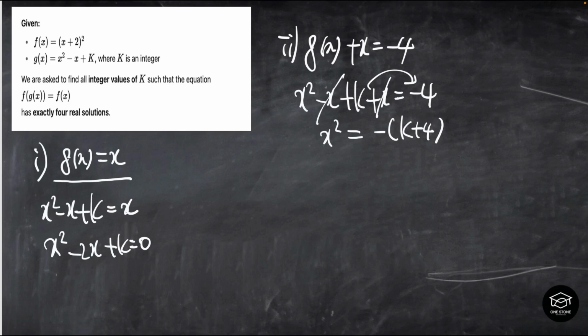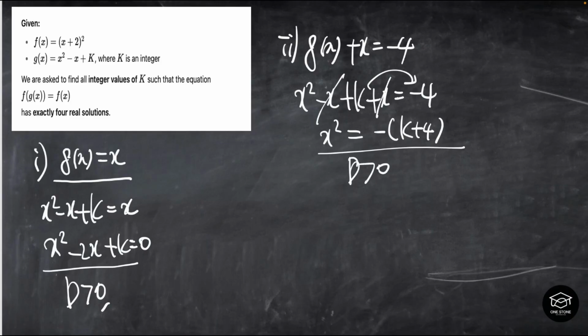Step 3. Analyze the number of real solutions. We are trying to find values of k such that the original equation, f(g(x)) = f(x), has exactly 4 real solutions. This will happen if equation 1 has 2 distinct real solutions, and equation 2 also has 2 distinct real solutions, and the solutions from each equation do not overlap.